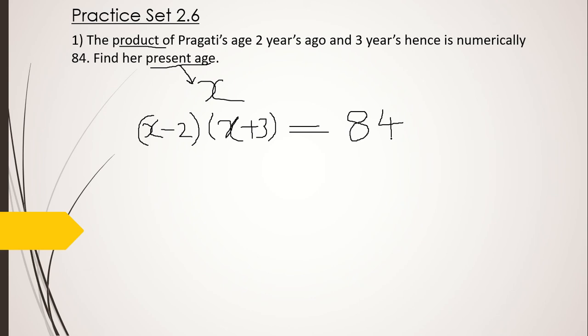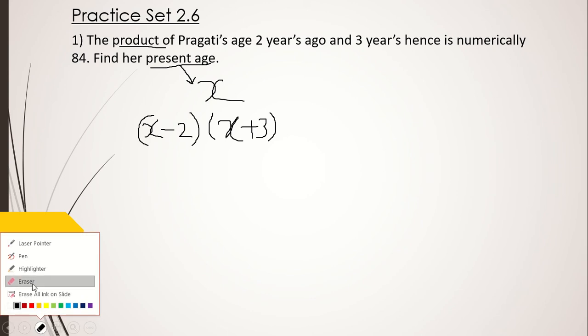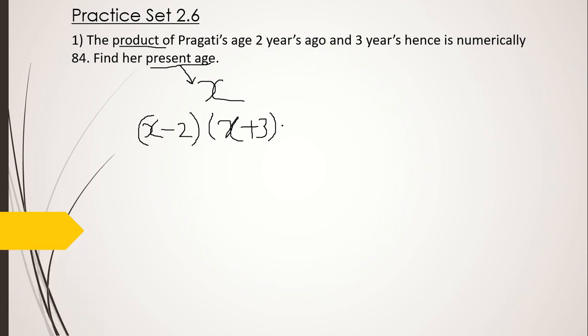That's it. We got an equation. Now just solve this equation, get the value of x and you will get the required answer. So let us see how we are going to solve it. Just multiply both the brackets. How do we multiply? You can break the first bracket.